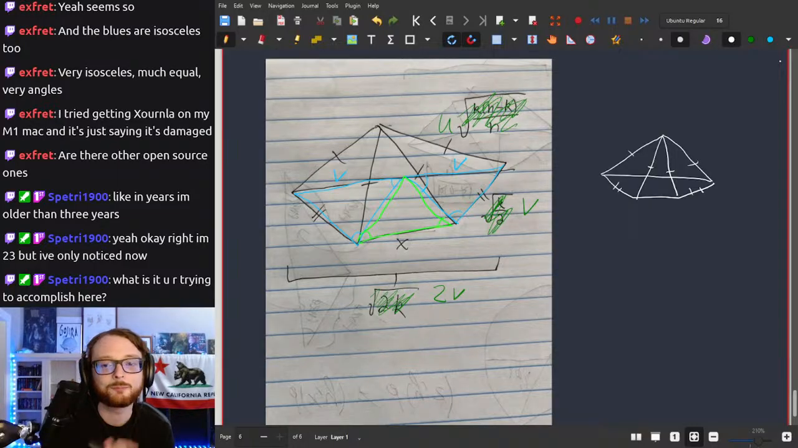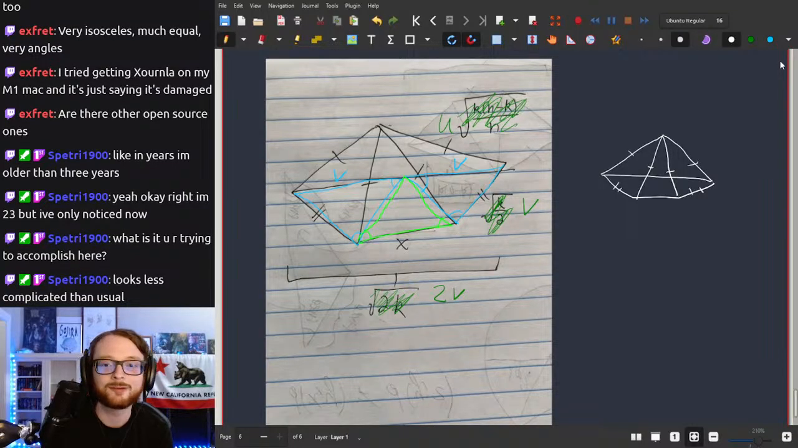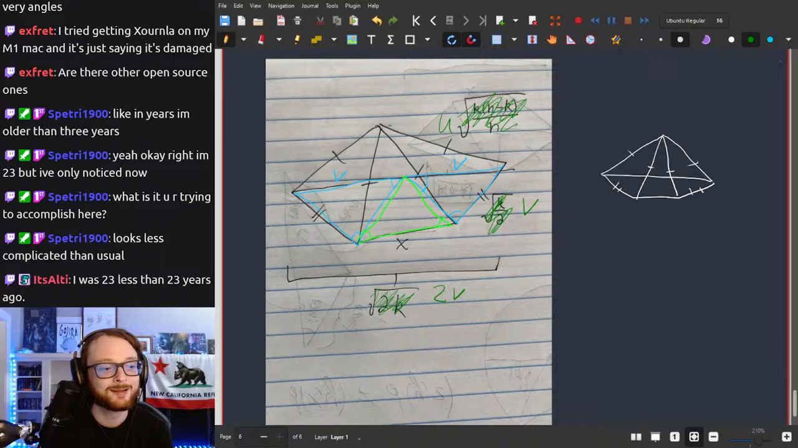So the problem looks less complicated than usual. It is just a regular geometry problem. The goal is to find x in terms of u and v. I said it backwards from how u and v appear.